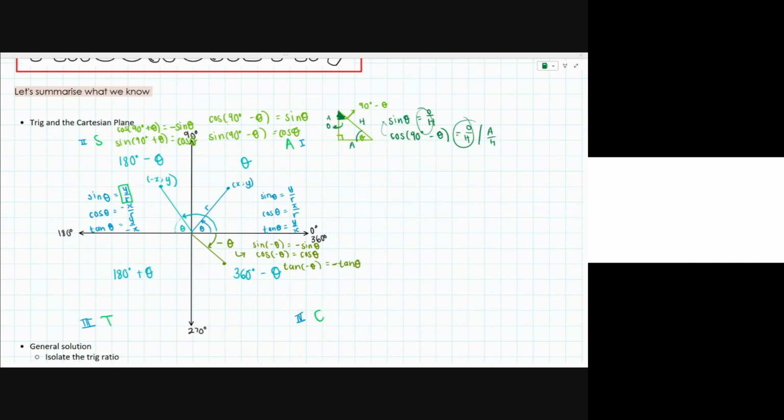Okay, so yeah, co-ratios. The name changes, and if it's cos 90 plus, the sign changes as well. Okay, but that is very basically our Cartesian plane.